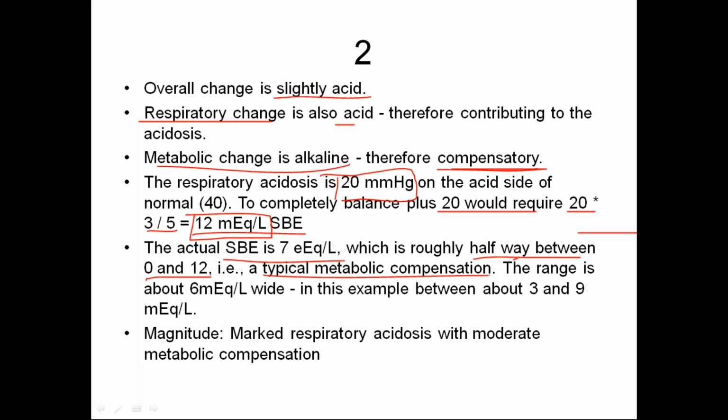Metabolic compensation is never complete. Remember, metabolic tries to balance it, but it will never be the same. The range is about 6 milliequivalents wide. In this example, since it is between 3 and 9, it is okay. So this is how you read it.